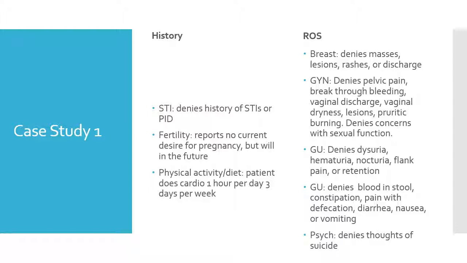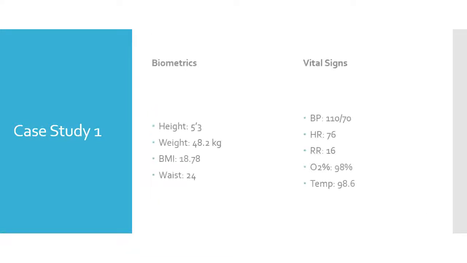She denies breast masses, lesions, rashes, or discharge, denies pelvic pain, bleeding, vaginal discharge, dryness, lesions, burning, and denies concerns of sexual dysfunction. She denies dysuria, hematuria, nocturia, flank pain or retention. She denies blood in stool, constipation, pain with defecation, diarrhea, nausea, or vomiting, and she denies thoughts of suicide.